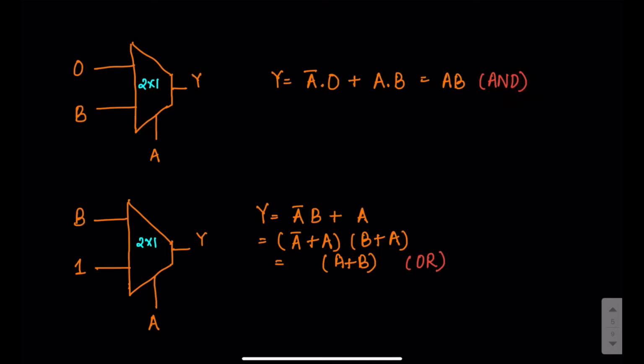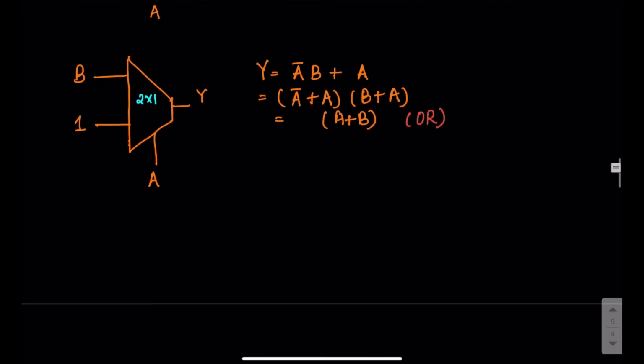Moving on to the next, that is implementing the OR gate using the 2 cross 1 mux. In this case, you will have to think a little bit. Let's see that this is the network for implementing the OR gate using the multiplexer. If I write the expression for this, we know that y is equal to A bar dot B plus A dot 1. So in this case, you have the expression A bar B plus A.